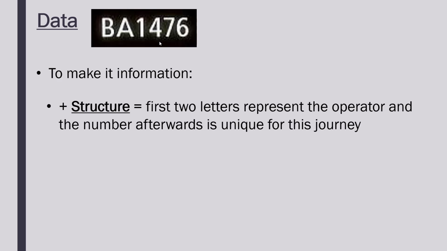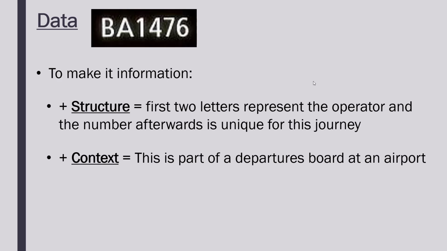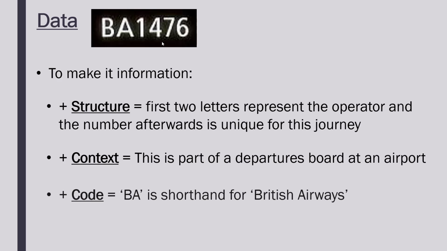But say we need more additional information, so I'll add context. This picture was just me taking a snippet from a departure board at an airport. So now you probably know what this means. You've got context, some background on how this data has come about. I can also tell you the code. This data has got a code in it because BA is shorthand for British Airways, British Airways being the operator here.